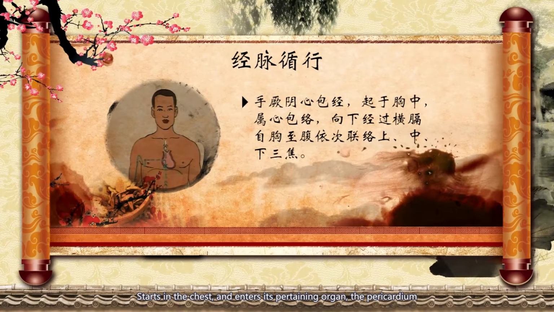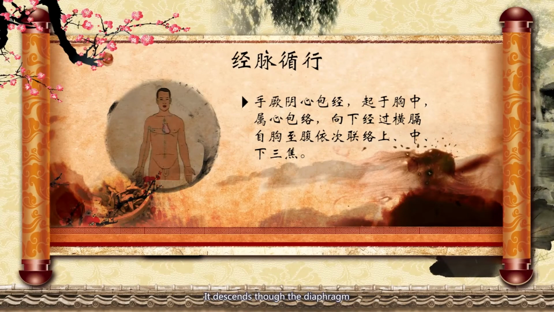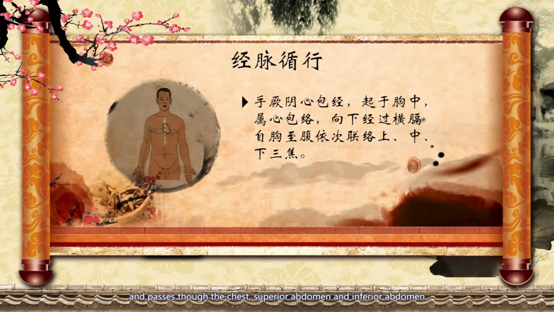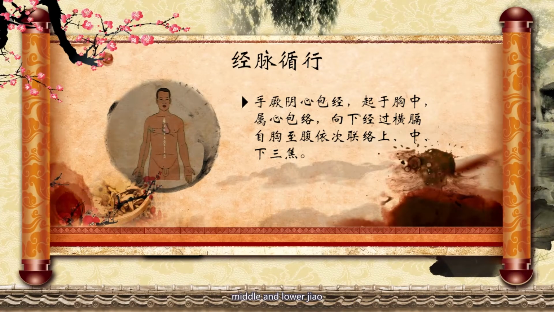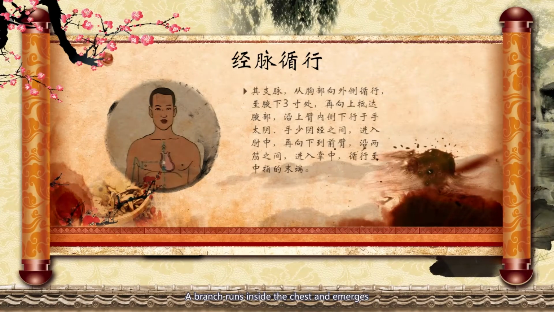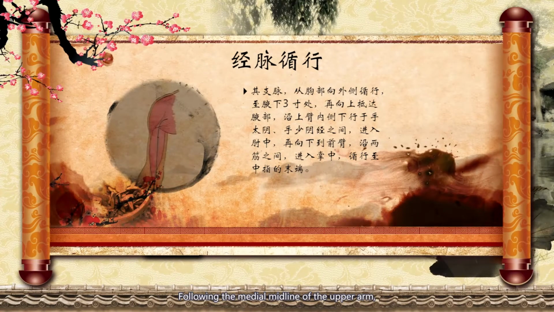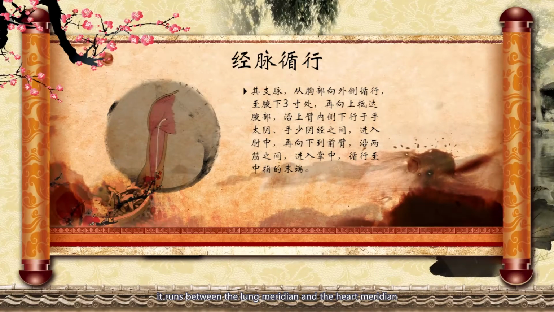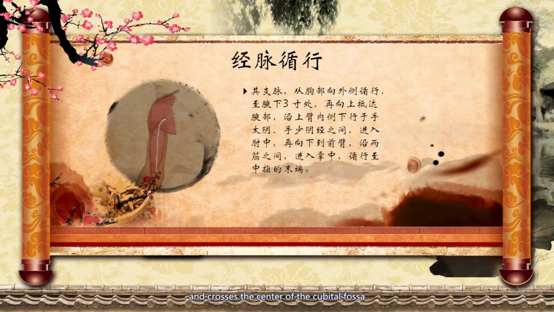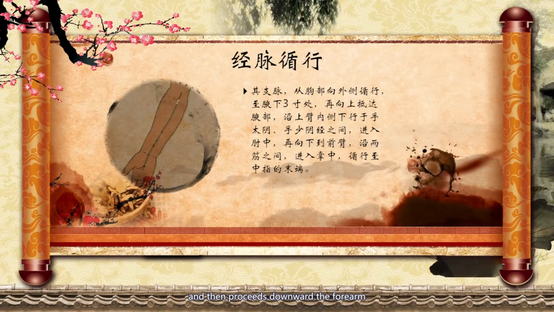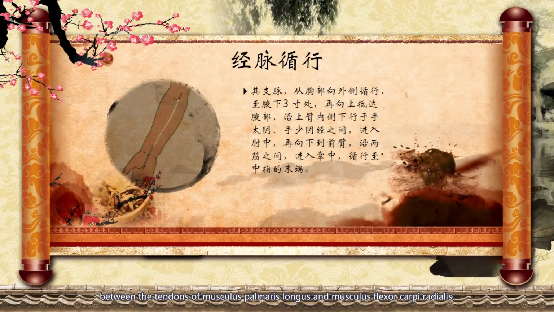It starts in the chest and enters its pertaining organ, the pericardium. It descends through the diaphragm and passes through the chest, superior abdomen and inferior abdomen, to connect successively to the upper, middle, and lower jiao. The branch runs inside the chest and emerges at the costal region 3 cun below the anterior axillary fold and ascends to the armpit. Following the midline of the upper arm, it runs between the lung meridian and the heart meridian and crosses the center of the cubital fossa, and then proceeds downward along the forearm between the tendons of the muscle palmaris longus and the muscle flexor carpi radialis.